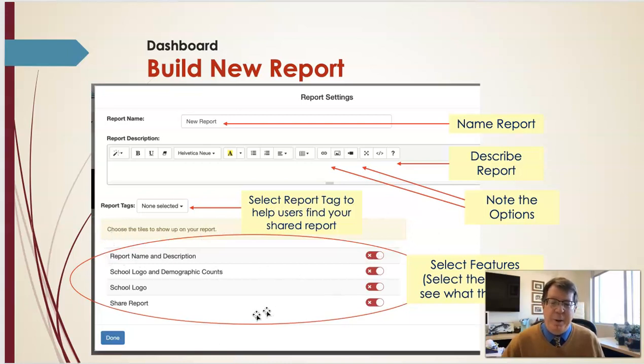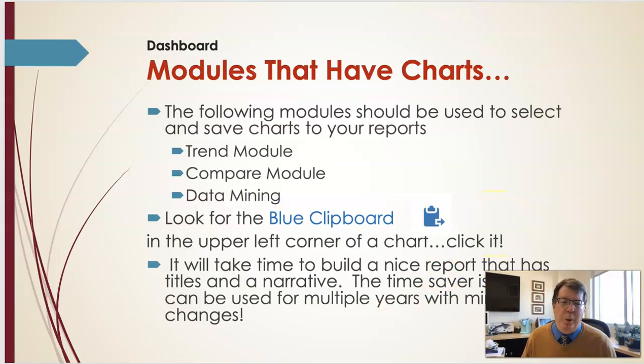And then at the bottom you have features, and I would recommend that on the first few reports you build, you just select all the features that you've got there to see. But one that's really important is to share the report, so be sure that you have that, and then just click done to go into the main page. So where can you find these charts?